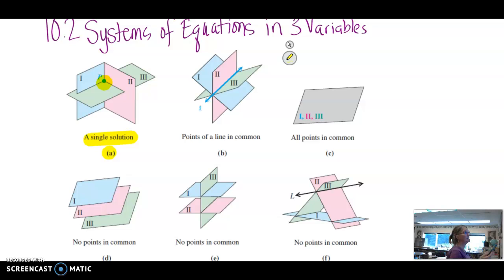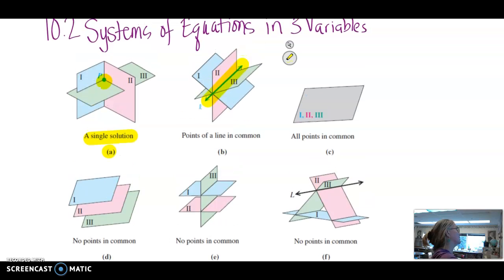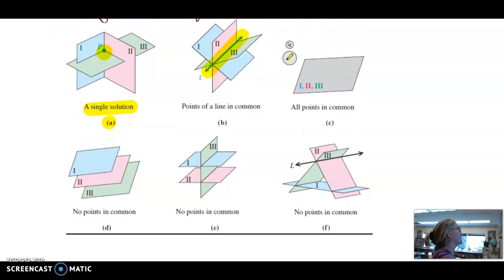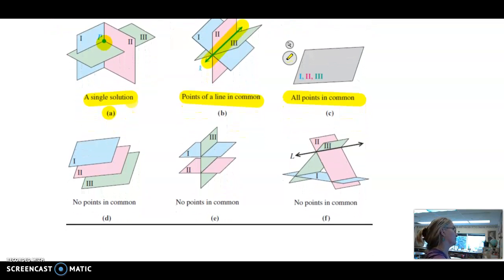You could have three planes that intersect in one line, like in example B. You could have three planes that are all exactly the same plane, and that would be an infinite number of solutions. The first one is just a single solution, but if you have points of a line that are in common for all three planes, which are equations in three variables, you would have an infinite number of solutions. Here you would also have an infinite number of solutions. Any point on the plane is on all three planes.